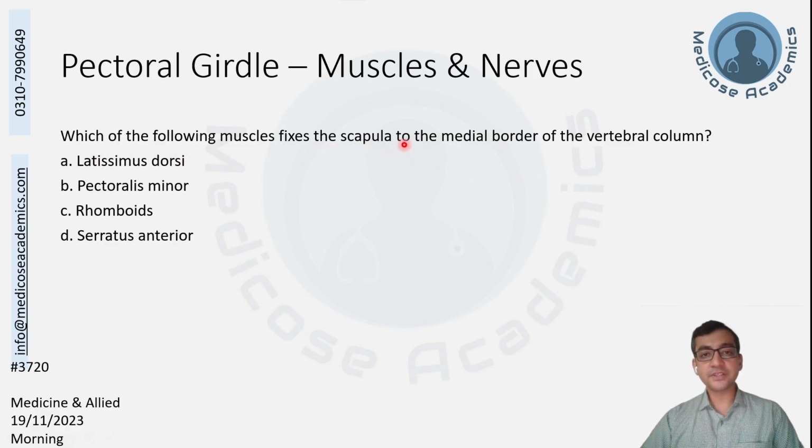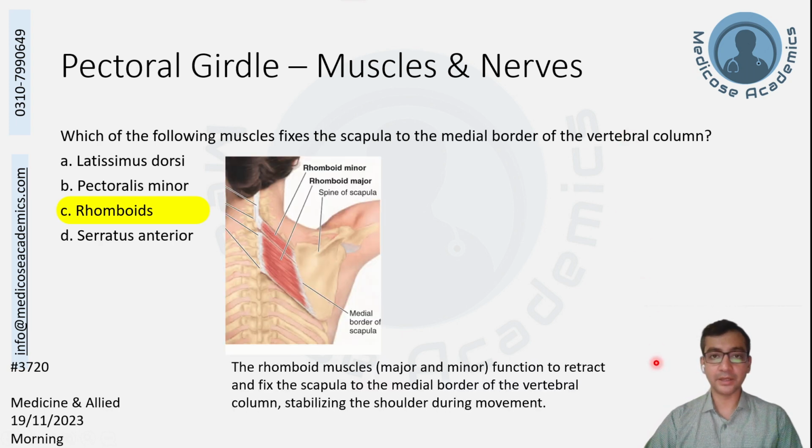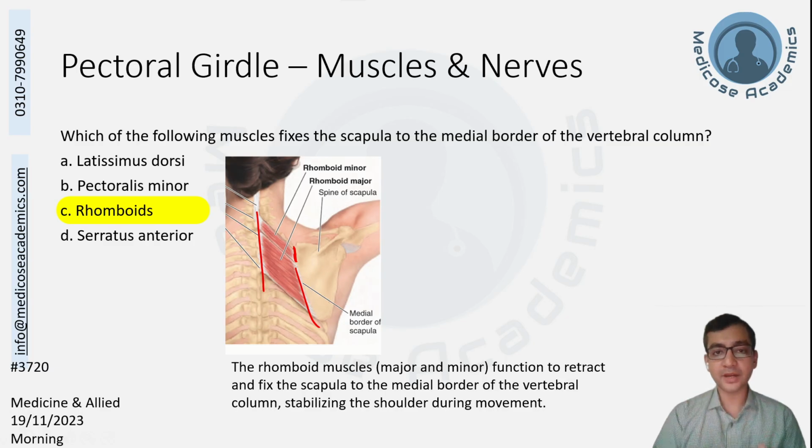The following muscle fixes the scapula to the medial border of the vertebral column. So that's the original insertion. The muscle that is running from the medial border of scapula to the vertebral column is the rhomboid major and rhomboid minor. As you can see, both of these muscles run from the medial wall to the midline. So that has been asked in this question. And they keep the scapula near the midline. And if this muscle is paralyzed, the scapula moves away from the midline.